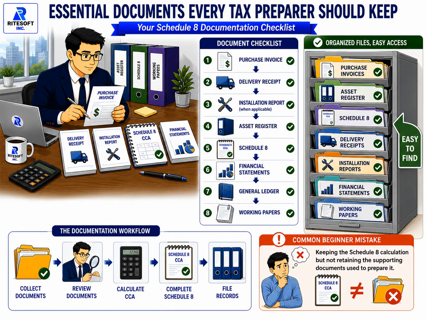A good workflow is simple. First, collect the supporting documents. Next, review them carefully. Then calculate the capital cost allowance. Complete Schedule 8. And finally, organize and file all supporting records together.